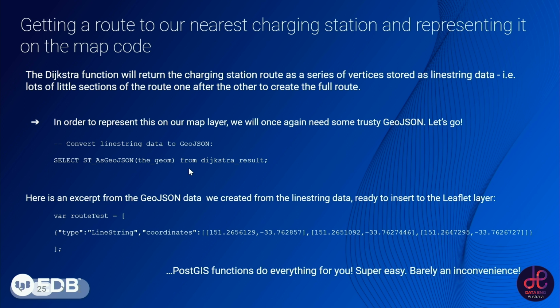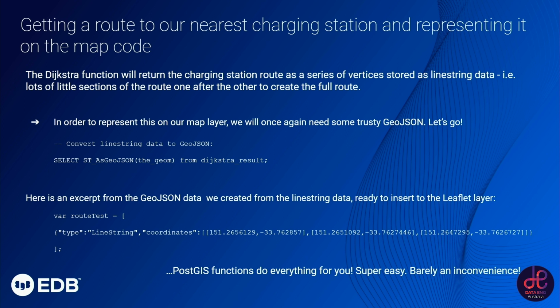When that data is in the table, we're going to have to convert that again to GeoJSON data so that we can represent it on that Leaflet layer. But again, this is super simple, just using the native PostGIS functions, and it's going to spit out something that looks like this on the bottom. So you can see, again, GeoJSON is very easy to read. You've got a point that goes from a certain coordinate to another coordinate through this one, and there you go, super easy.